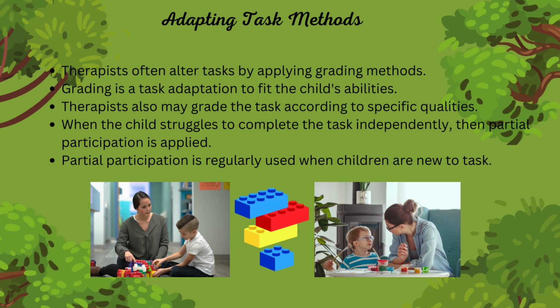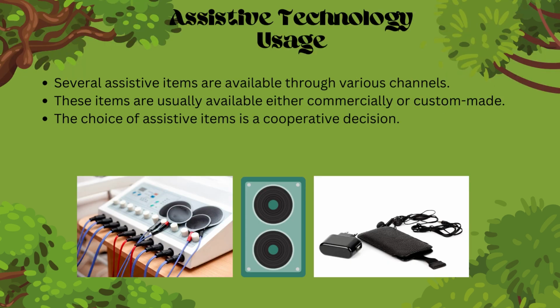When the child struggles to complete the task independently, then partial participation is applied. Partial participation is a process when the child performs some task steps and the therapist finishes the remaining steps. Like, for example, a puzzle: with a 10 piece puzzle, the child is able to do 5, and for the remaining 5 the child struggles. Then the therapist comes to help and fixes the other 5 pieces. Partial participation is regularly used when the children are very new to tasks. Just say they are newcomers, learning how to adapt to the new environment, and the therapist wants to build rapport with them.